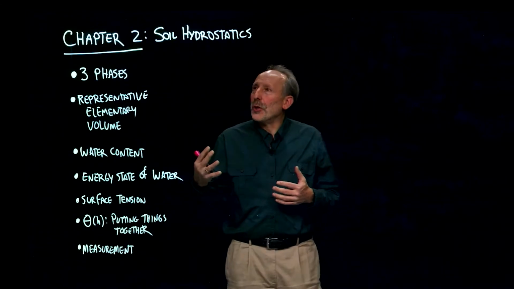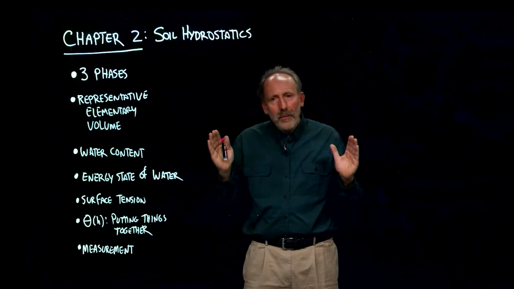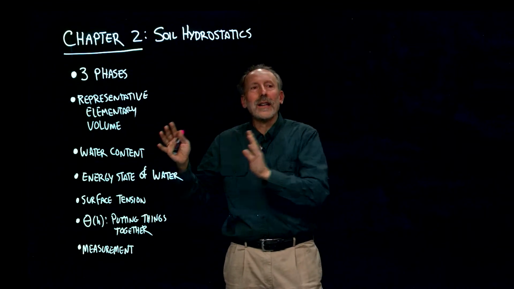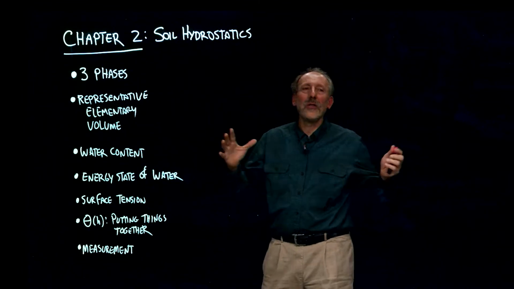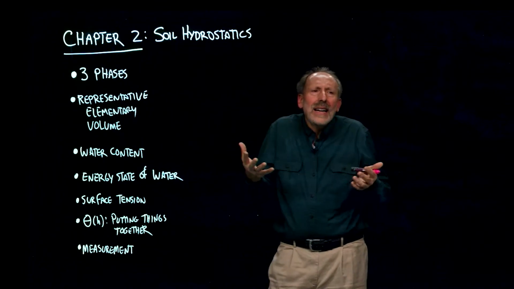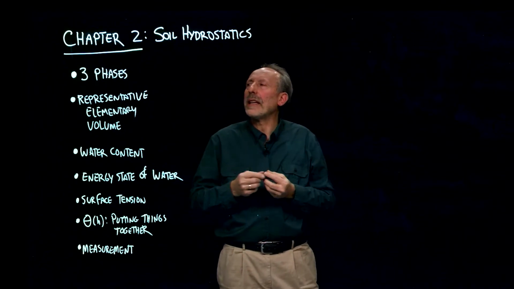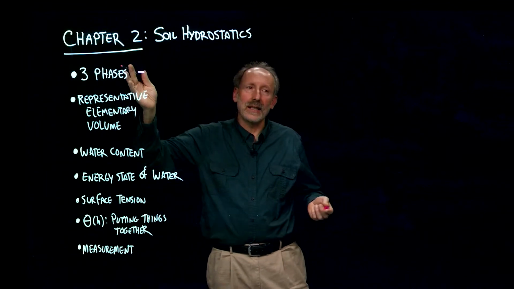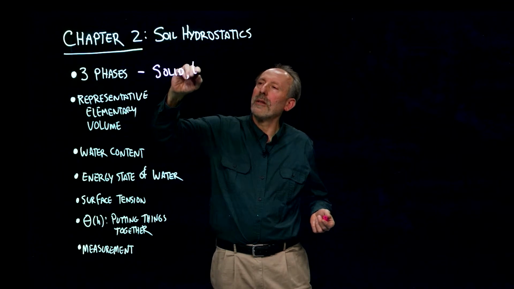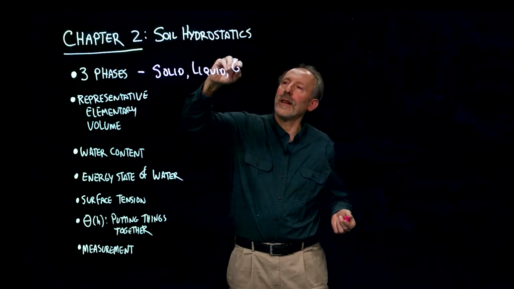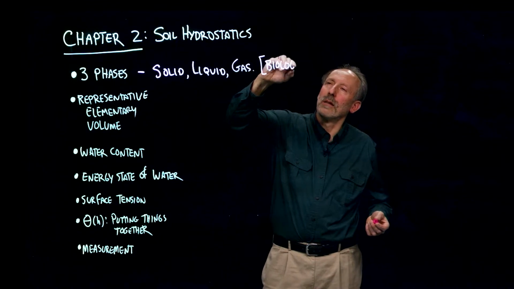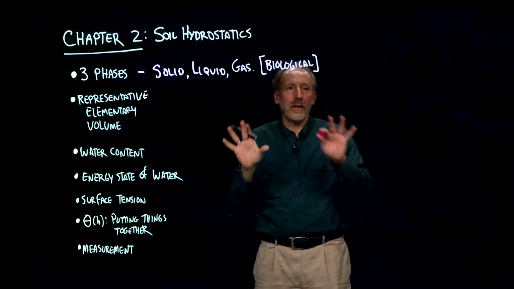In Chapter 2, we really create the framework for describing how a soil and water live together. And so how does water sit in soils? We start by defining a soil-water system, and we really need to identify the three phases that are in the system. That's going to be the solid phase, the liquid phase, and the gas phase. And we have to parenthetically say there's a biological phase. So now we've defined our phases.